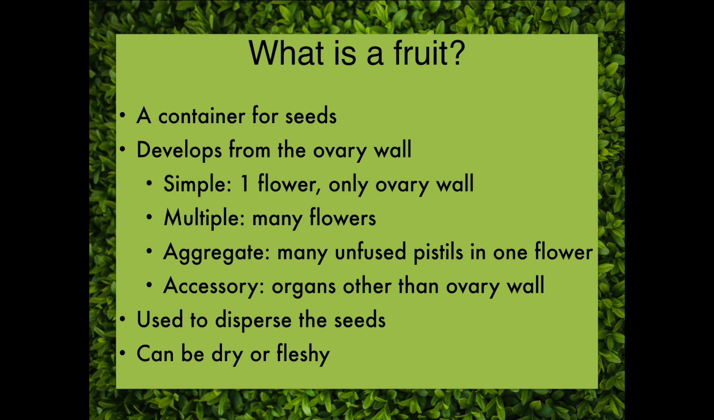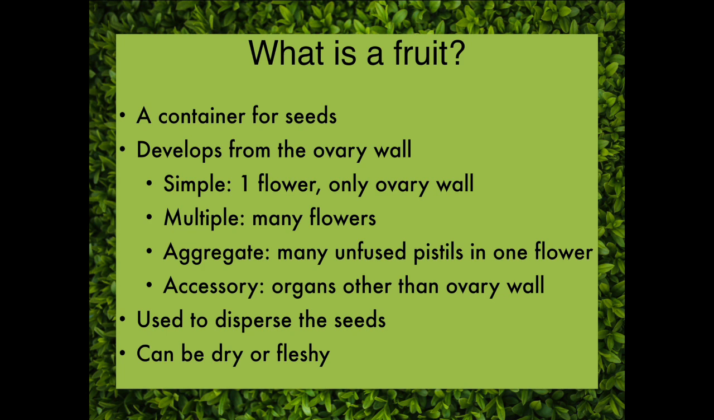Aggregate fruits result when you have many pistils in one flower that aren't fused together. The carpels aren't fused, but still you end up with a fruit made up of these many unfused parts. And I'll show you an example of that a little bit. An accessory fruit is a fruit that is made from organs of the flower other than the ovary wall. And I'll show you some examples of that as well.